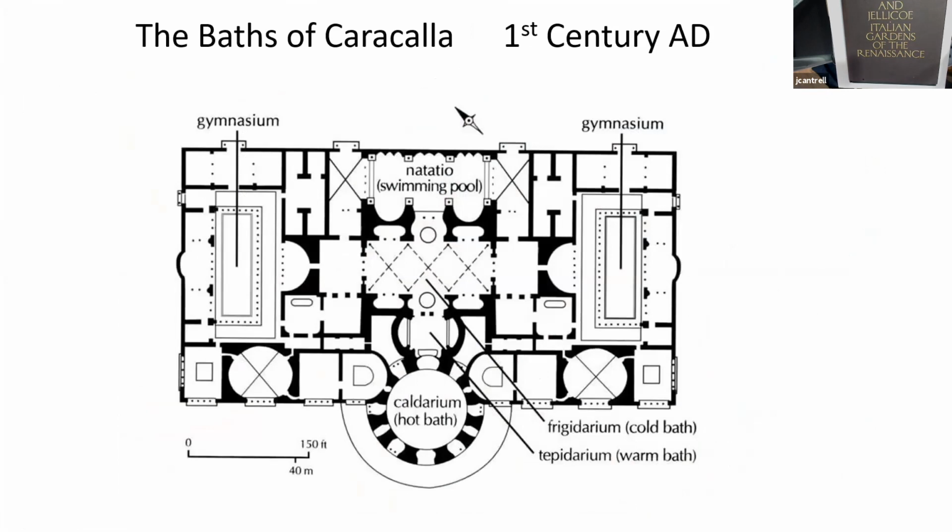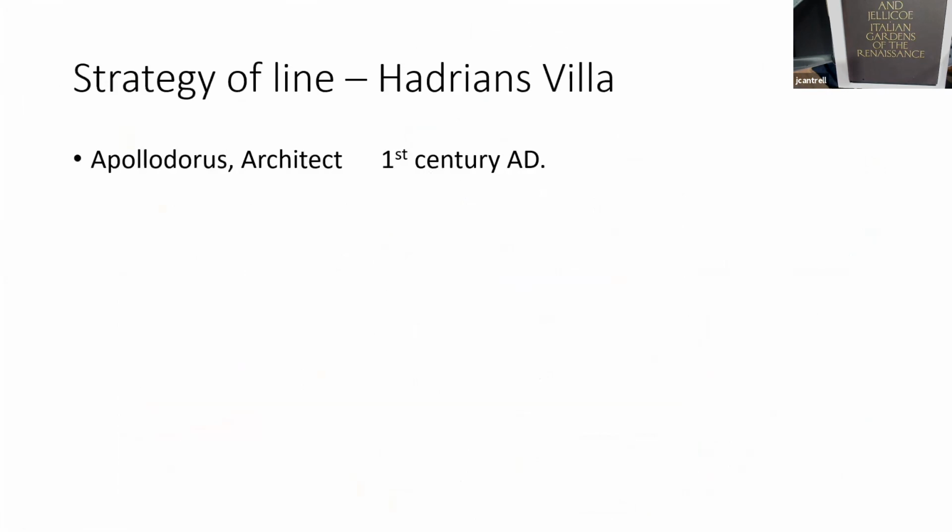Again, the circulation, the plans of the Basilica are very symmetrical. So another one is called strategy of line, specifically in Hadrian's. What does that mean, a strategy of line? We've seen this before in our early geometry lecture.